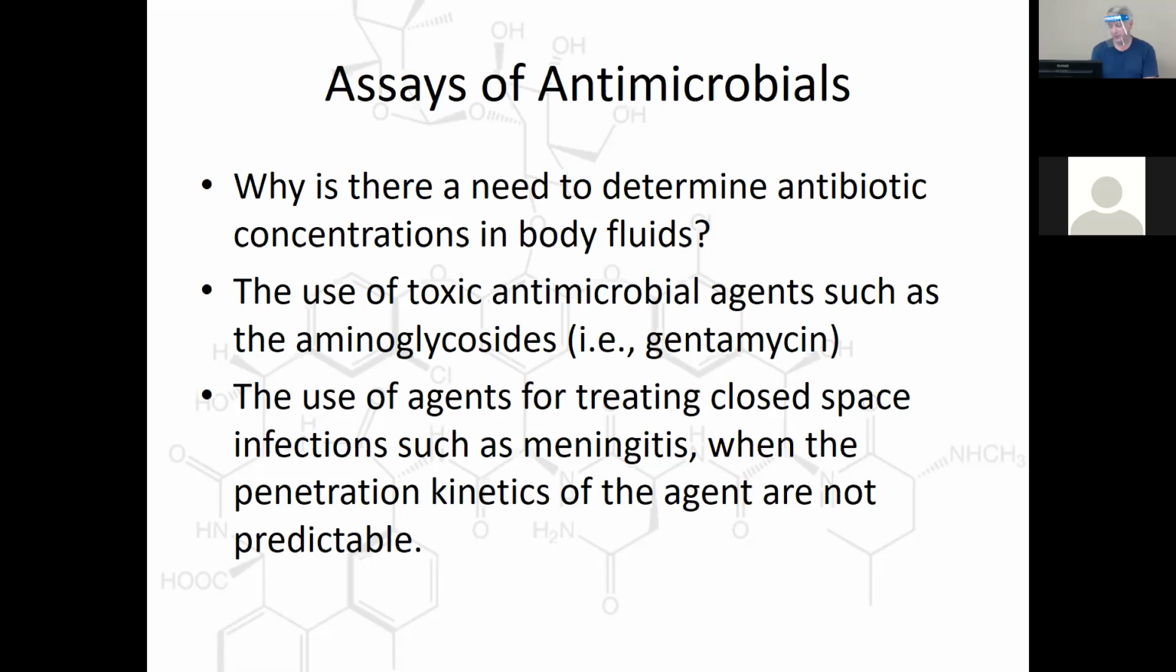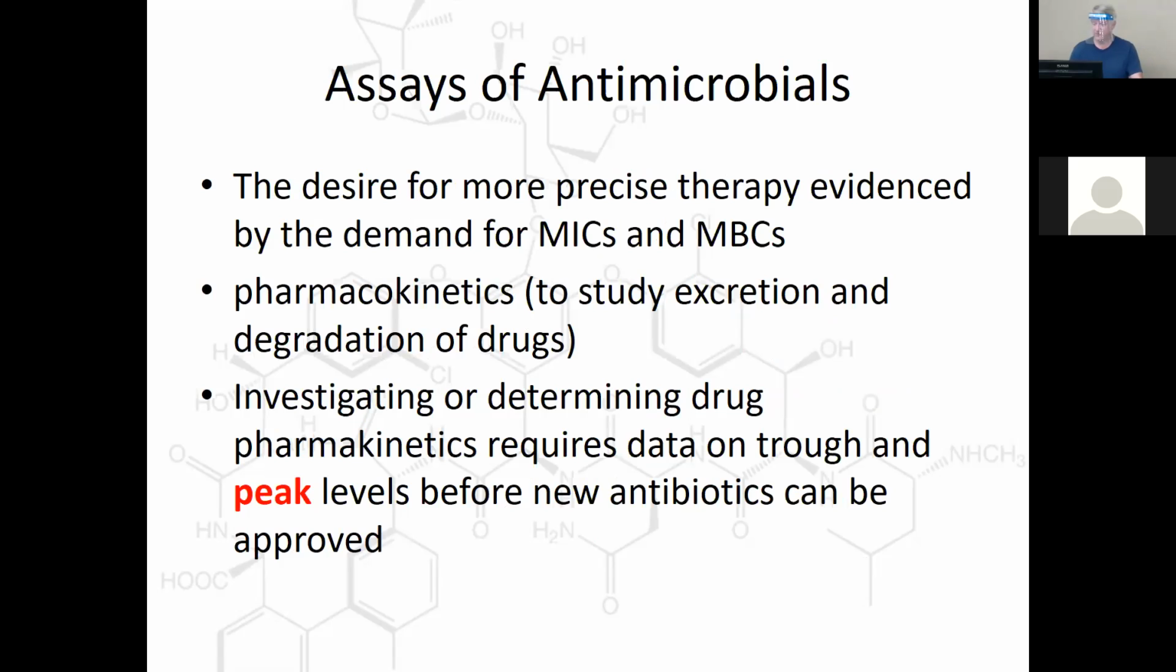The use of agents for treating closed space infections such as meningitis, when the penetration kinetics of an agent are not predictable. The desire for a more precise therapy, evidenced by demand for MICs and MBCs, and pharmacokinetics to study the excretion and degradation of the drug. Investigation in determining drug pharmacokinetics requires data on trough and peak levels before new antibiotics can be approved. So peak and trough, that's what we use it for.